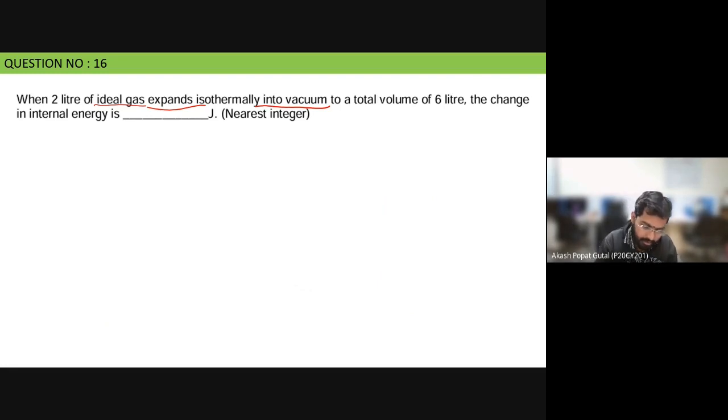So this is related to an ideal gas expanding isothermally into vacuum. Once there is a vacuum, there is no external pressure. Whatever work the ideal gas does is against the external pressure. If the external pressure is 0, your work done is 0. The answer is 0 joule.